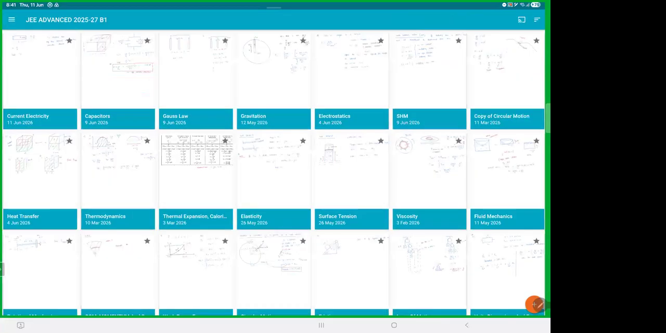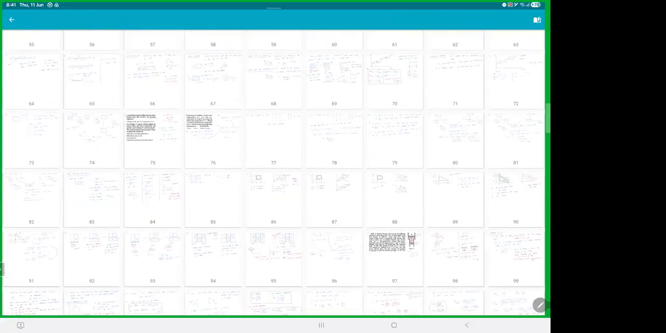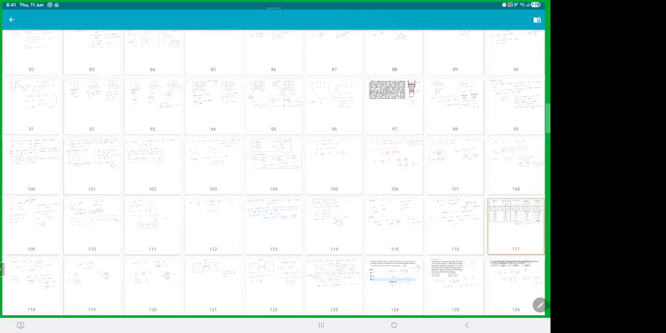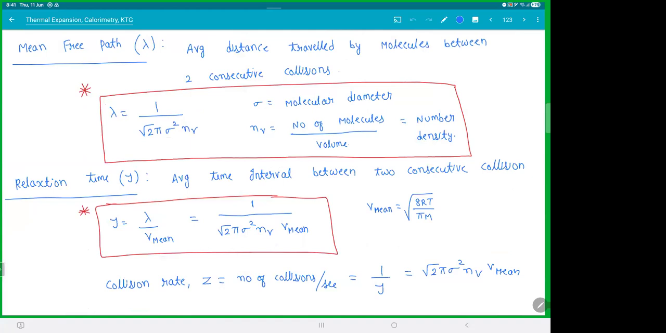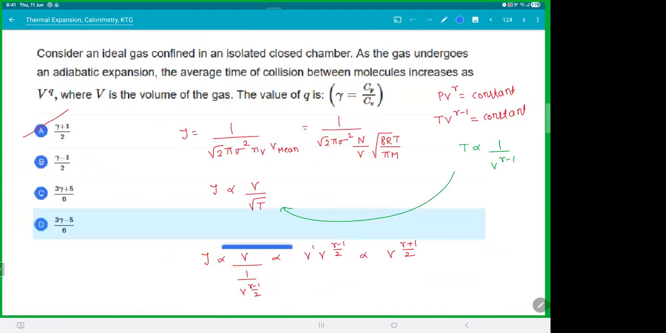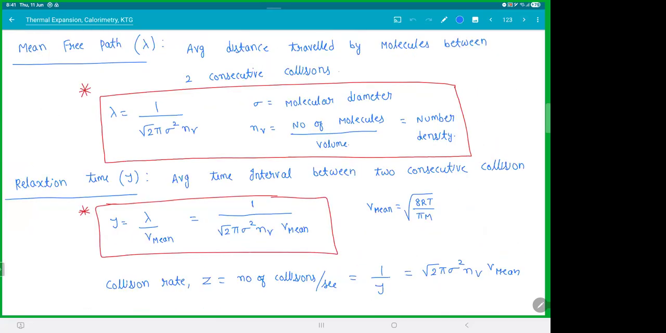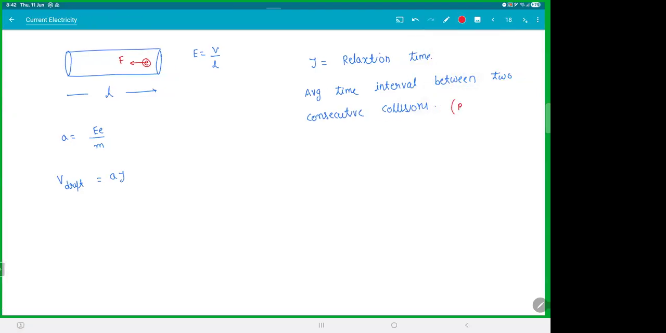This should go to the expansion KTG. There, page 123: mean free path, relaxation time, collision rate. These are the formulas which you should definitely mug up. And in mains, they did ask a lot of questions. If you remember, I showed you the mains questions I asked you also. So this is in page 123, thermal expansion. I will leave the reference there. You can check it out.